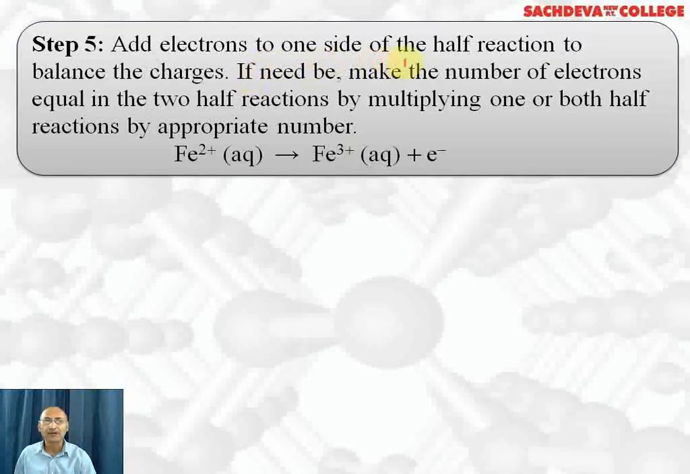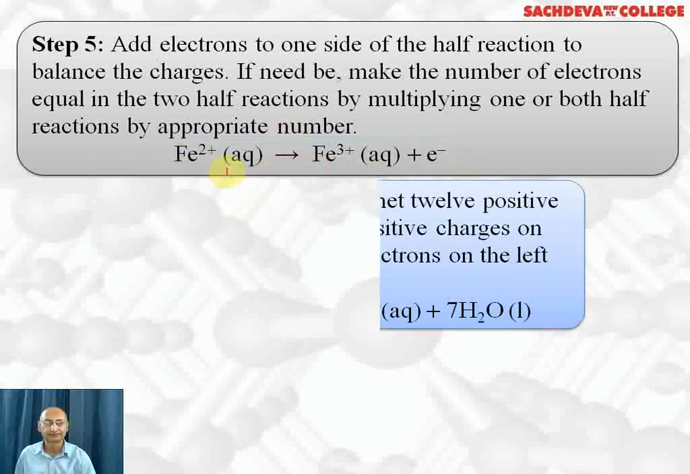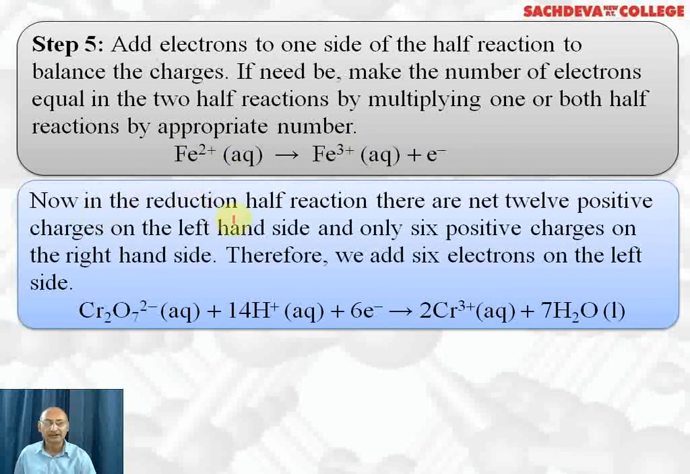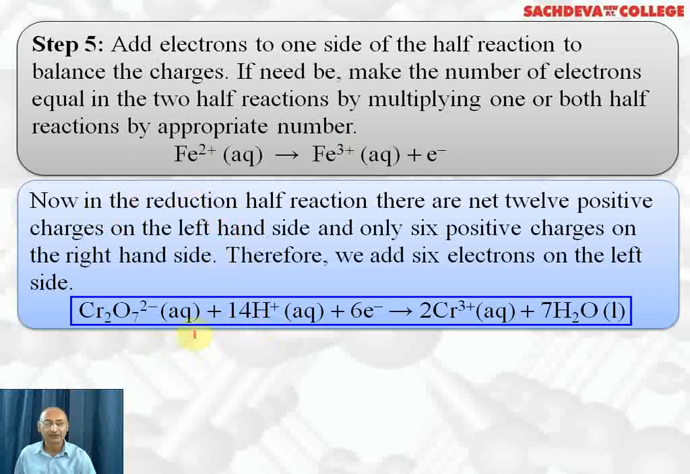Now add electrons to one side of the half cell reaction to balance the charges. If need be, make the number of electrons equal in the two half cell reactions by multiplying one or both half reactions by an appropriate number. Now here it was Fe plus 2 and here it is Fe plus 3. We add 1 electron so that the net charge on this side is plus 2 and the net charge on this side also is plus 2, which are equal. Atoms are already equal. Now in the reduction half, here we have got 14 positive and 2 negative, that is, a net of 12 positive charge. This side we have 6 positive charge, so 6 electrons we have added. So charges are balanced now.